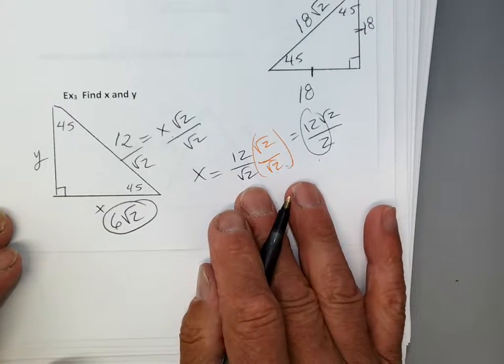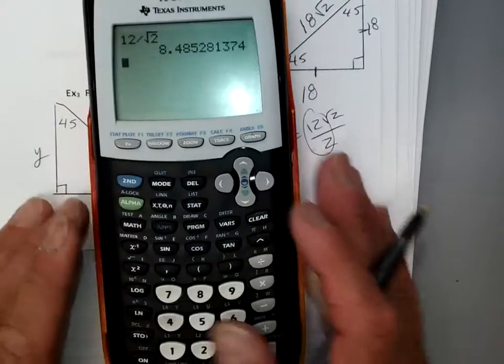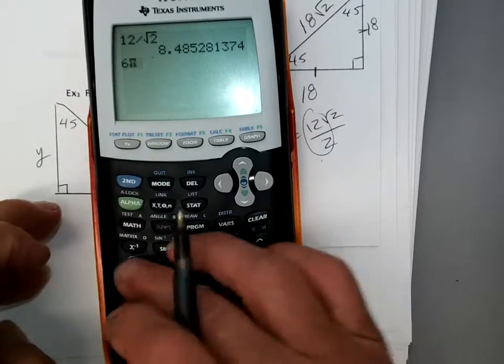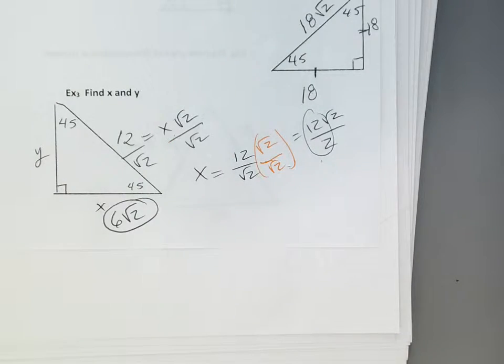What would that come out to as a decimal? It's exactly what you had. See, watch this. And 6 square root of 2. It's the exact same answer. Exact same answer. Okay. Now, how about y?